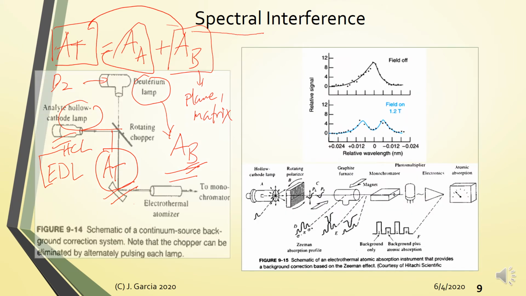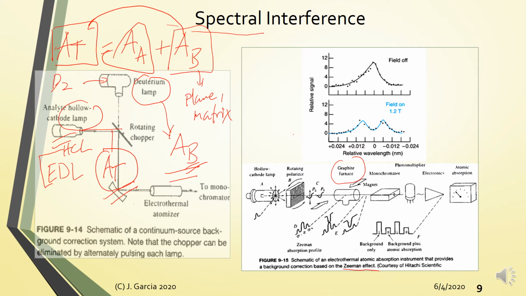Another, more expensive way is by using what you call the Zeeman effect. The unit with the Zeeman effect is more expensive. Here, what you do is you have magnetic plates, electromagnets, placed in between your atomizer, whether that's a graphite furnace or flame. And the magnetic field is turned on and off in some sort of pulse.